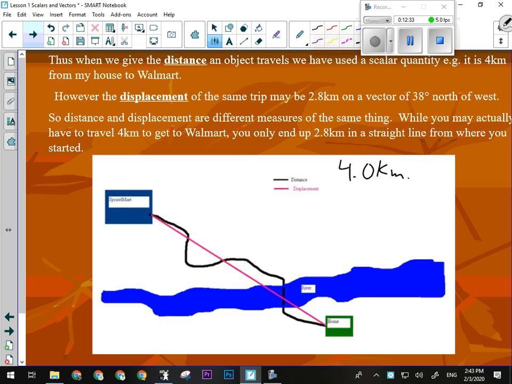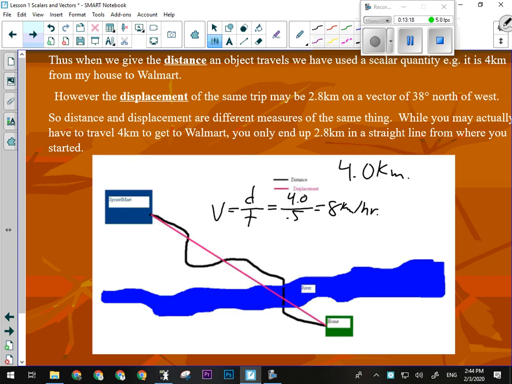That trip takes me half an hour. How fast was I walking? How fast is speed? Speed is scalar. 8 kilometers per hour. How do we figure that out? Well, we understand that speed equals distance divided by time. The distance I traveled was 4.0 kilometers. It took me 1/2 of an hour. 4 divided by 1/2 is 8 kilometers per hour, which should make sense. If I walk 4 kilometers in half an hour, I'd walk 8 an hour. Everybody okay with that?